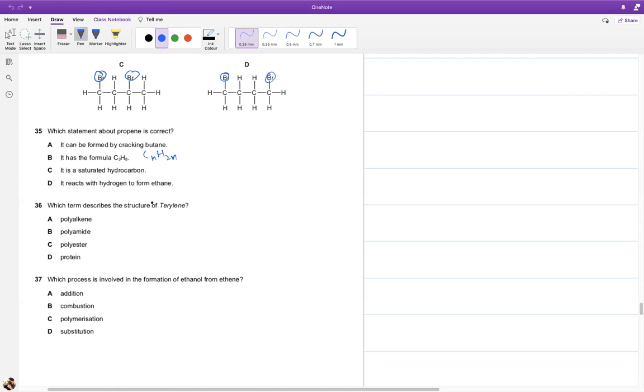Which term describes the structure of terylene? Terylene क्या होता था? Terylene is the artificial thing that has the same linkage as fat. So it's polyester.